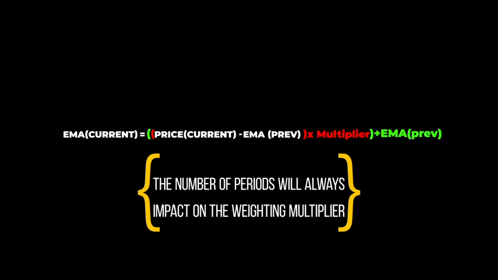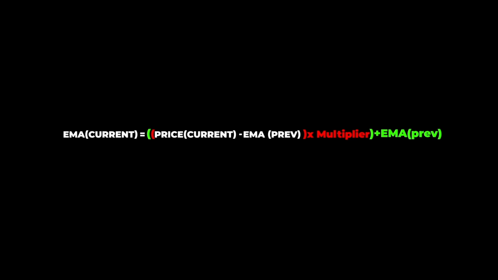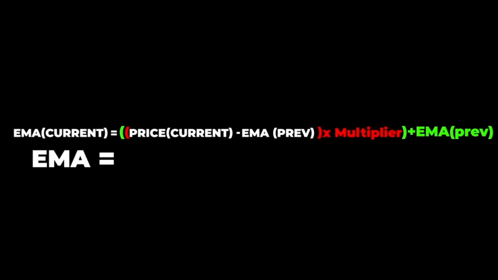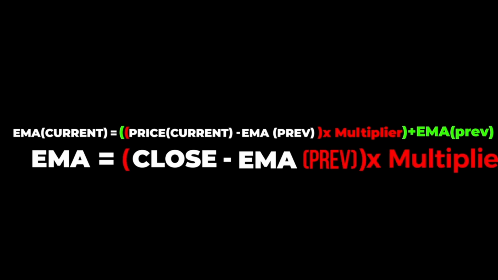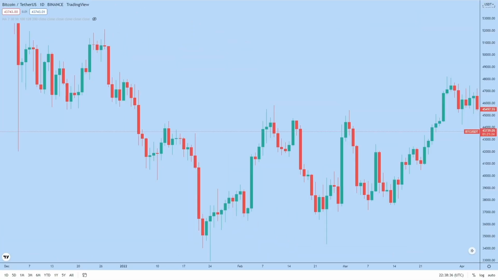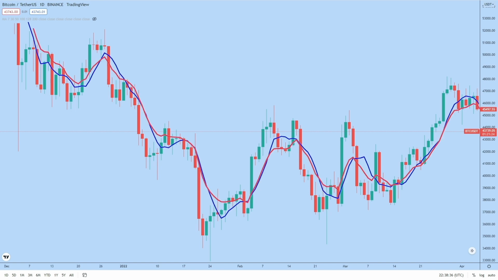And remember that the number of periods will always impact the weighting multiplier. And once we determine the value of the simple moving average and the weighting multiplier values, the exponential moving average will be calculated like this. We will take our closing price and subtract from it the EMA from the previous day, all this multiplied by the multiplier, and lastly we add to it the EMA from the previous day. And finally we will have this moving average that will smooth out our fluctuating market, but it will be affected by the recent changes in our asset's price.